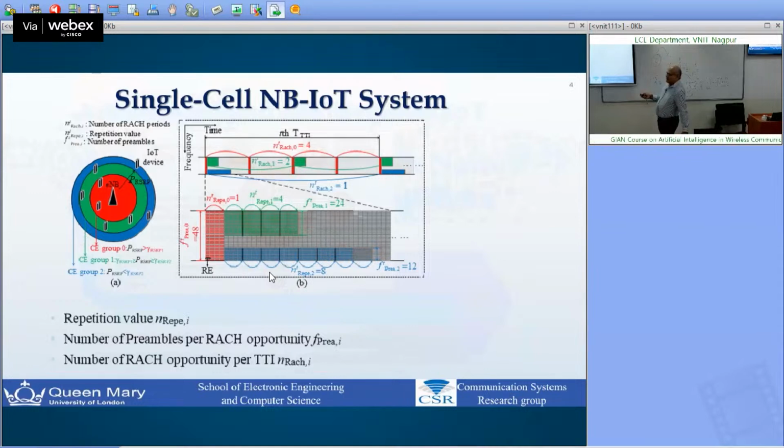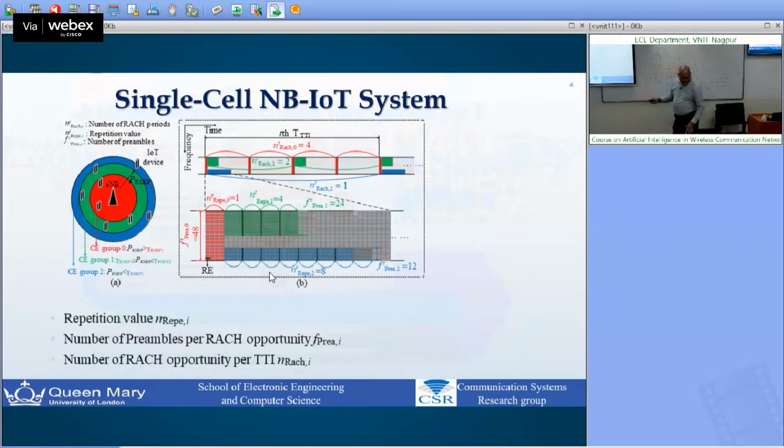Yes, it depends on the channel. For example, if more devices suddenly come, then because of interference you won't get the required SINR at the base station, so it won't succeed. Therefore, the repetition factor should increase. This is just an example, these are not exact values.